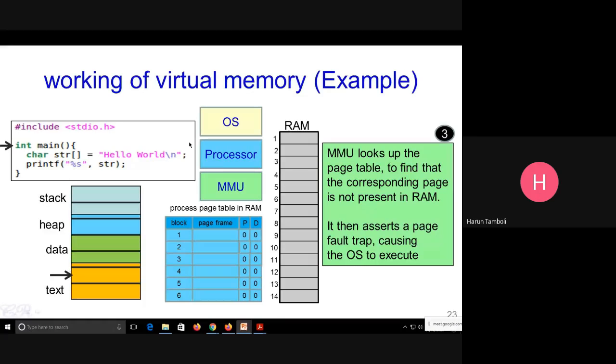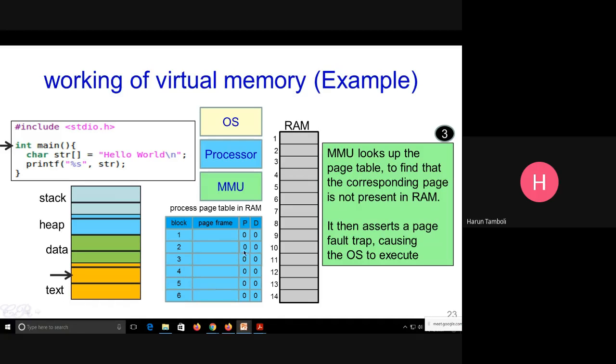Then the MMU looks up into the page table. When the address reaches the MMU, it divides into two parts. The first part is the page number, the second part is the offset. It will take that page number. As well, the MMU already has the page table reference, so it will go to that page table and try to find out whether that corresponding page is present in the RAM or not.